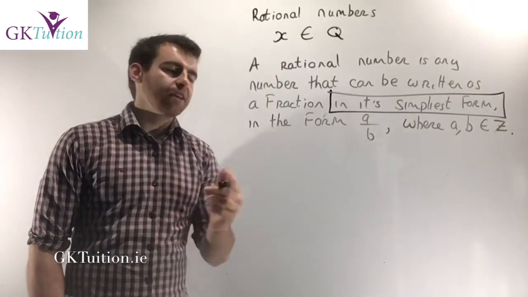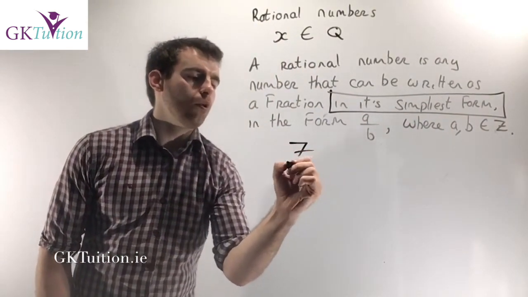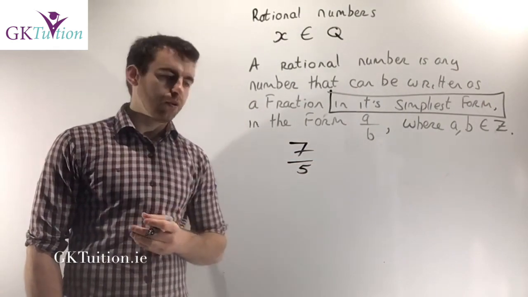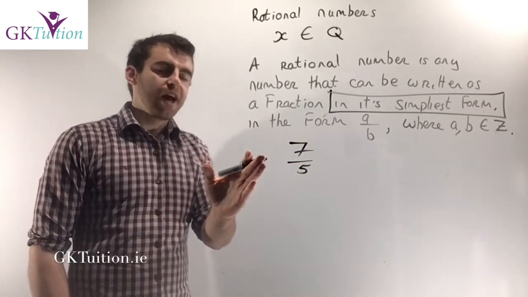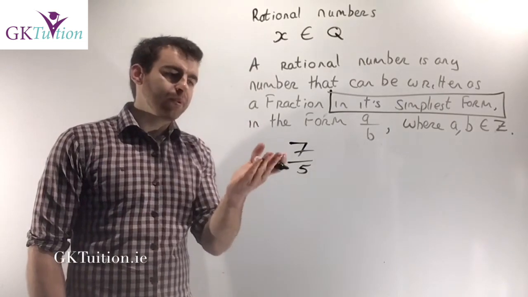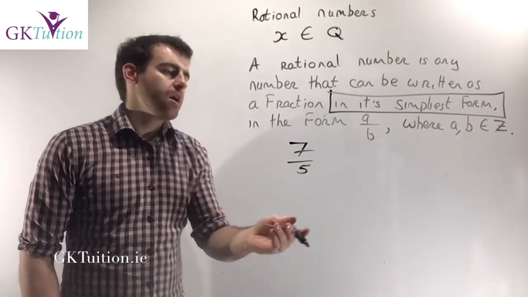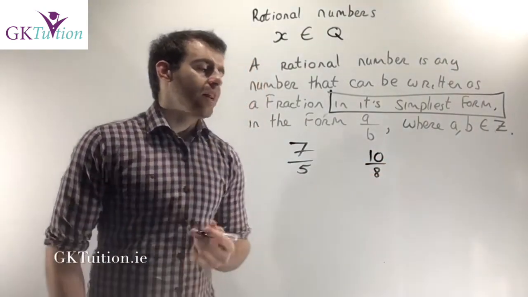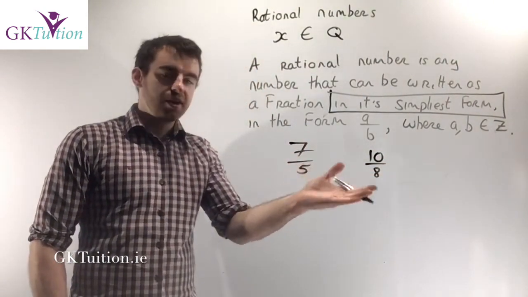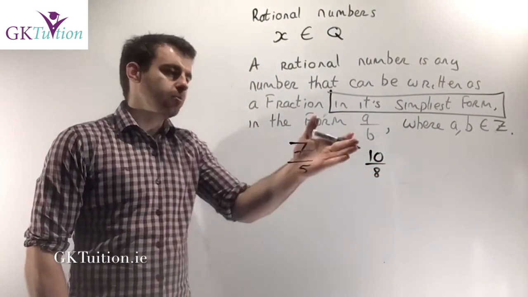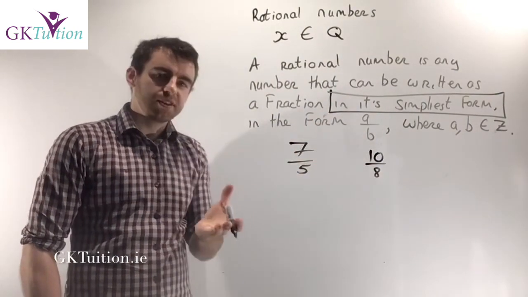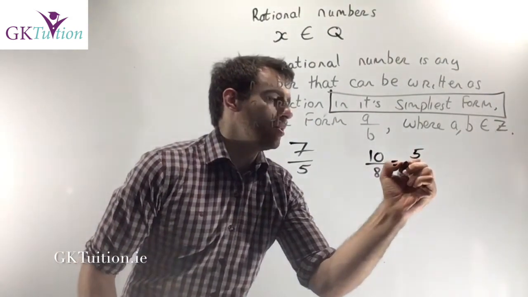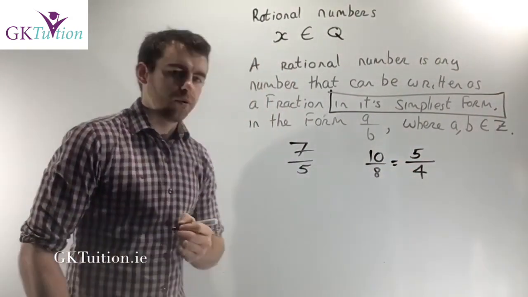What that means is, for example, 7 over 5. 7 over 5 is a fraction in its simplest form, so that's a rational number. It's in its simplest form because it can't be simplified. I can't write it as 10 over 8. 10 over 8 is a fraction, but it's not in its simplest form because 2 divides into both 10 and 8. So in fact, if I wanted to write this fraction in its simplest form, it would be 5 over 4.